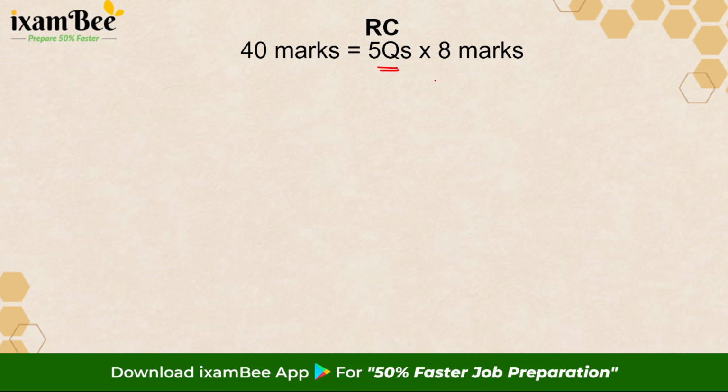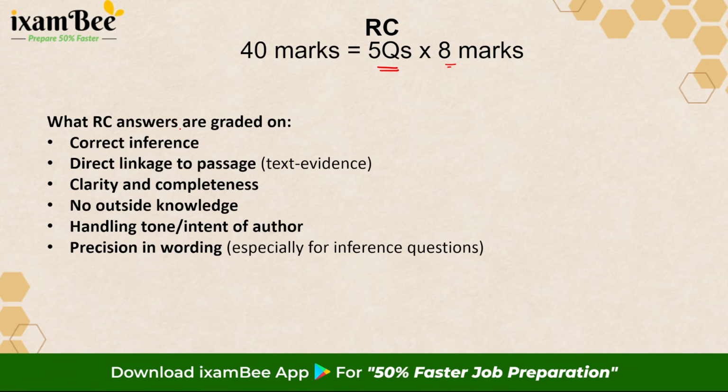Typically in the past we've seen 5 questions being asked of 8 marks each. What you are graded on in an RC is the correct inference. That is your reading comprehension, your understanding, because as a legal officer you will have to read a lot of content. So how well can you infer from what you read? Direct linkage to the passage, clarity and completeness in your thought, and being able to present in a crisp and short manner. No outside knowledge is required. Handling the tone and the intent of the author, and the precision. So remember, you are being tested on this, and based on this 6-line format you can also write your answers for your RC.